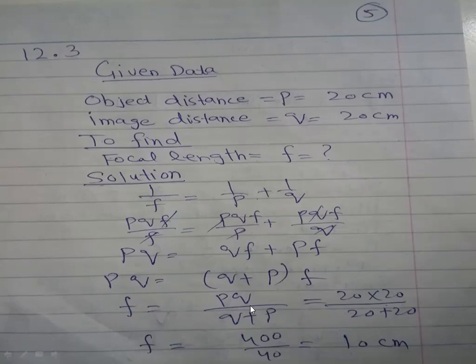Just put in the values. P is 20, Q is 20. So 20 multiplied by 20 is 400, and 20 plus 20 is 40. If you divide 400 by 40, you get 10 centimeters, which is the focal length. I have found the focal length in this numerical: 10 centimeters.